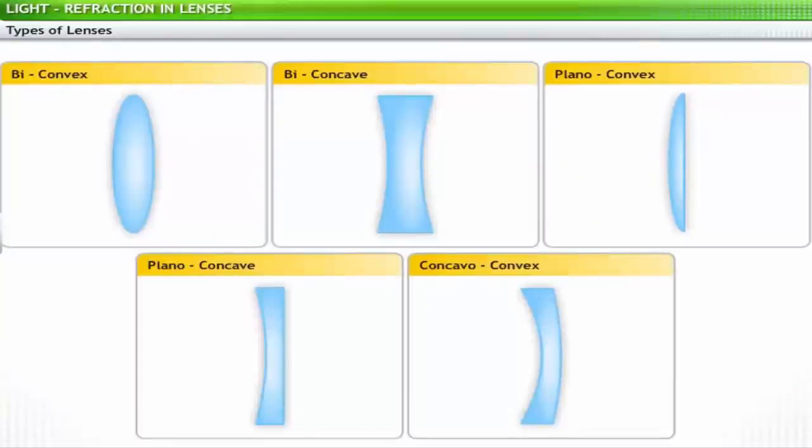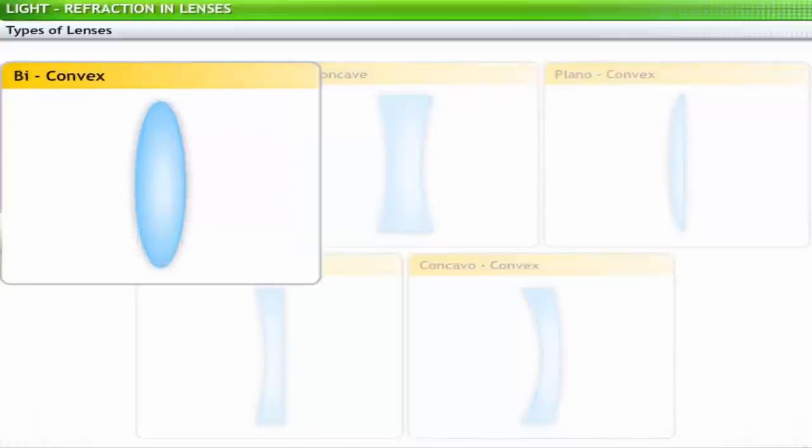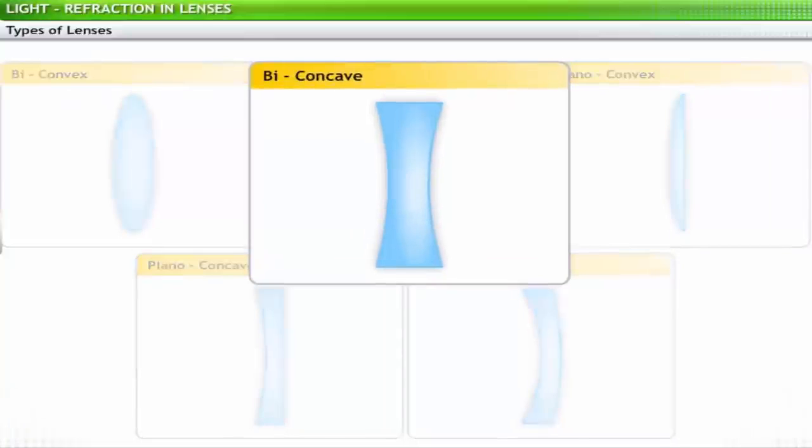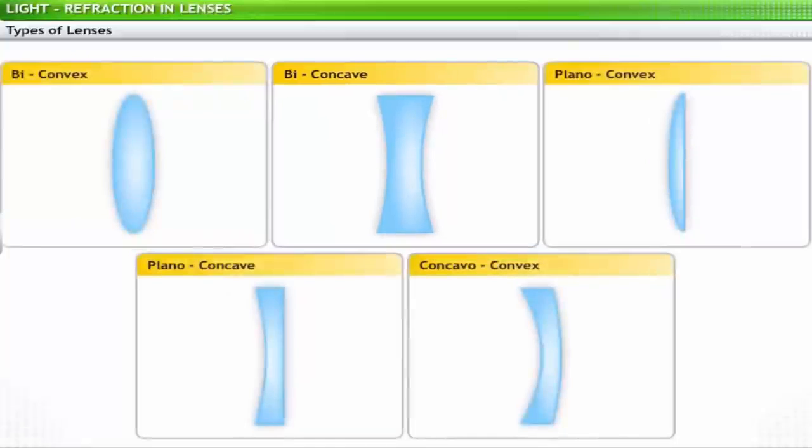Based on their shapes, lenses can be of 5 types. A biconvex lens is one with a surface that is bulged outwards on both the sides. It is generally referred to as a convex lens. Another type of lens is a biconcave lens that has 2 inward bent surfaces. It is generally referred to as a concave lens.